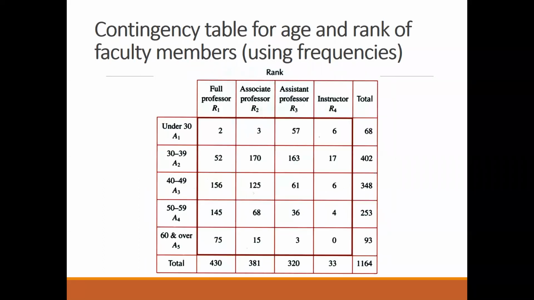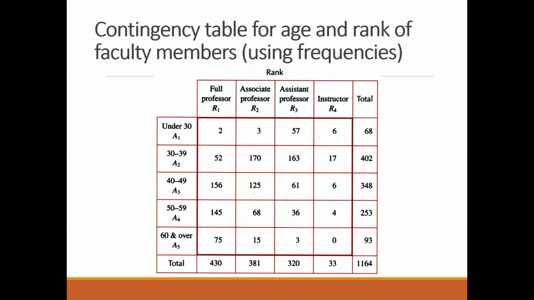Now this is one of the problems which we'll be using. So we are using frequency here. We have a table for age and the rank of faculty members. Please note down the figures because I'll be asking you questions on this. So under 30 is considered as A1 here. Under 30 and full professor was the frequency 2.